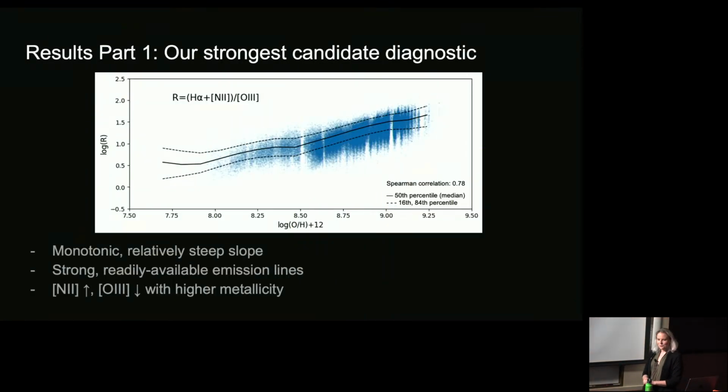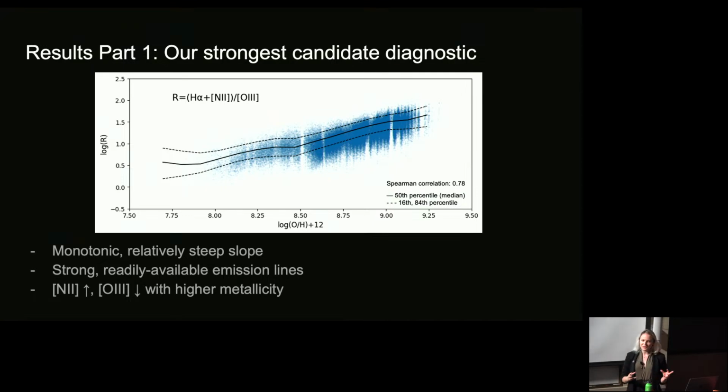So after probing many combinations of these emission lines in combination with each other against metallicity, here we present our strongest candidate metallicity diagnostic. This is using the H-alpha plus N2 blended line over oxygen 3. And it has what we're looking for. It's monotonic with a relatively steep slope. And these lines are incredibly bright in galactic spectra, so that means that they will be easily detectable.